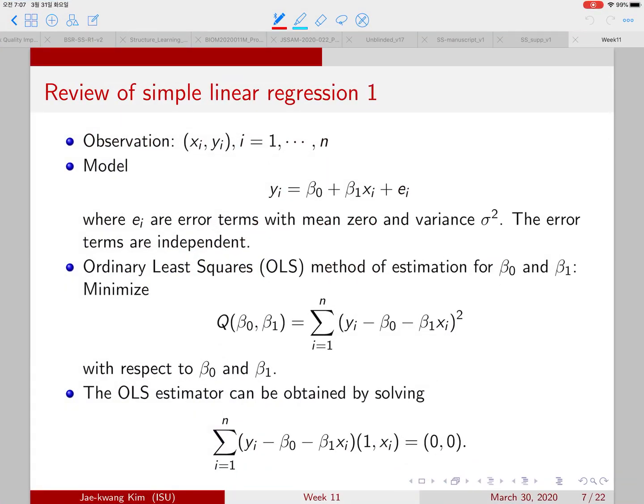Before we study regression estimation, we'll review the basic concepts of simple linear regression. If you are familiar with linear regression, then you may skip this part of the video lecture.